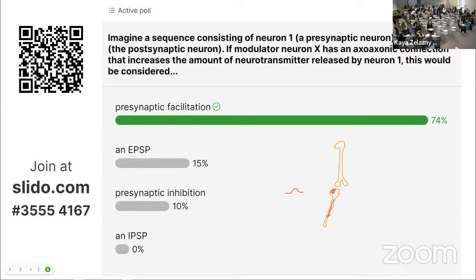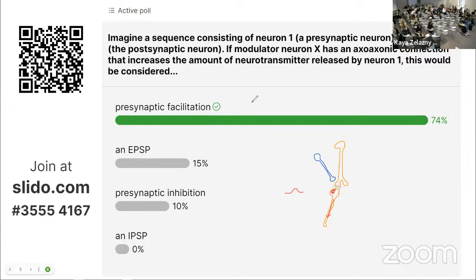For presynaptic facilitation, that's when we're thinking about neurotransmitters, the release of the neurotransmitter from the presynaptic cell. So there we're thinking about modulation over here on our presynaptic neuron. So we have that third neuron there, neuron X. And what this is describing is that when neuron X releases its neurotransmitter, it affects the amount of neurotransmitter being released by neuron 1, that presynaptic neuron.